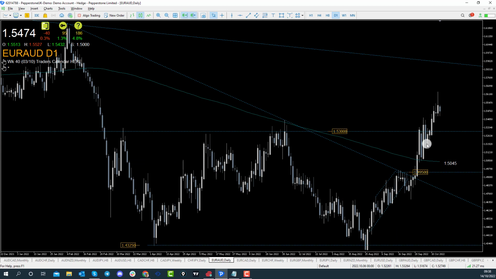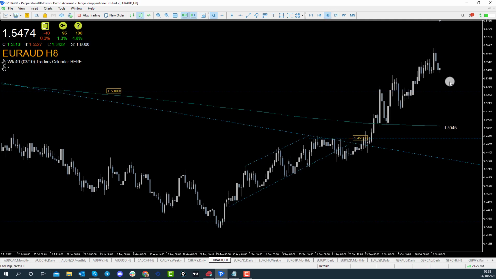But if I just go down into the daily time frame, you can see that price is starting to stall a little bit here, giving us that consolidation. So will price pull back a little bit first and then continue to the upside potentially?